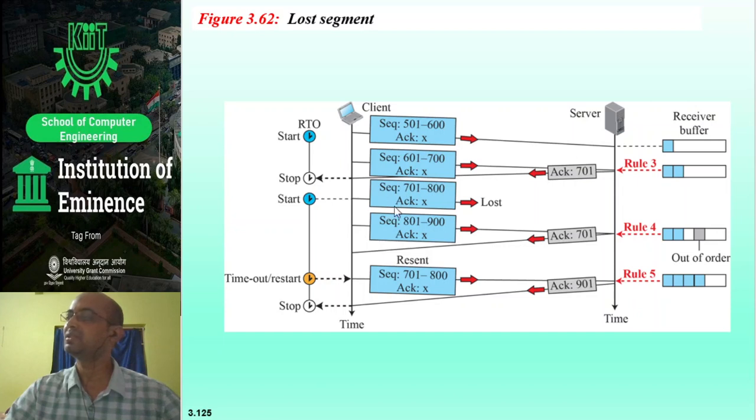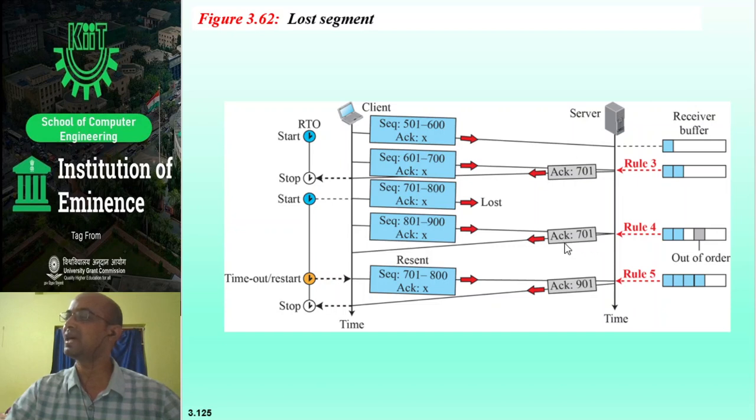You have communicated, you start the timer, communicated one packet, that is lost. You communicated second packet, that is received, but it is out of order. Out of order means you are expecting to receive 701 but receive 801, as it follows the selective repeat approach. So it will keep it, but it will ask for what? It will ask for 701.